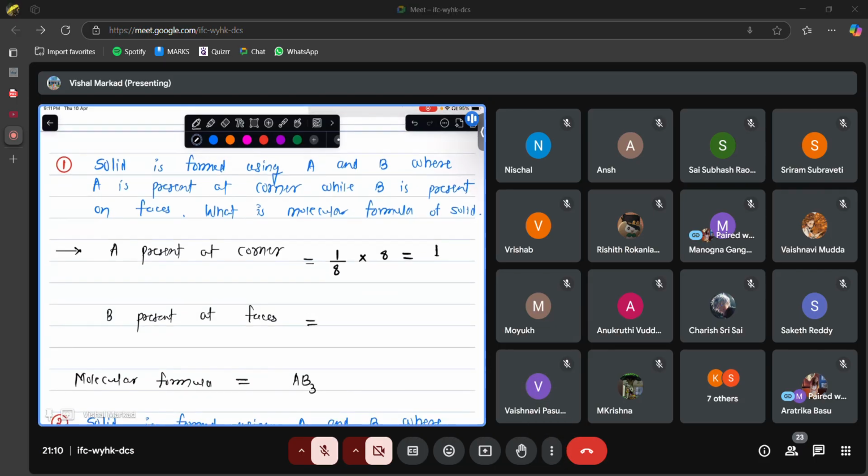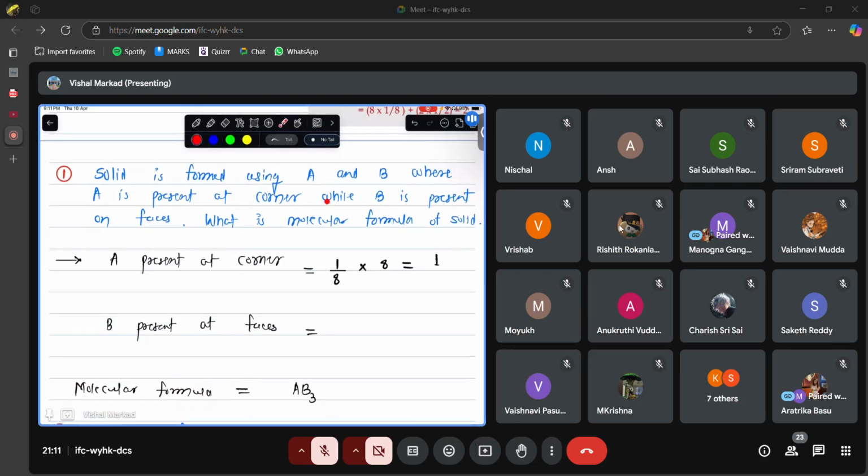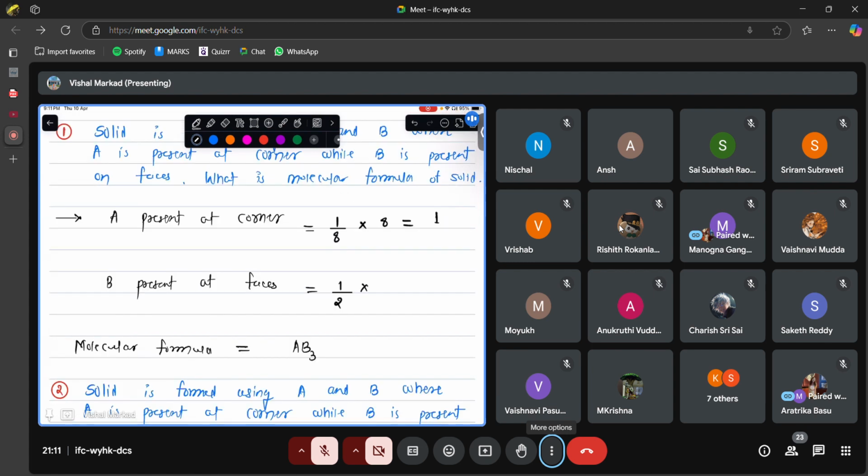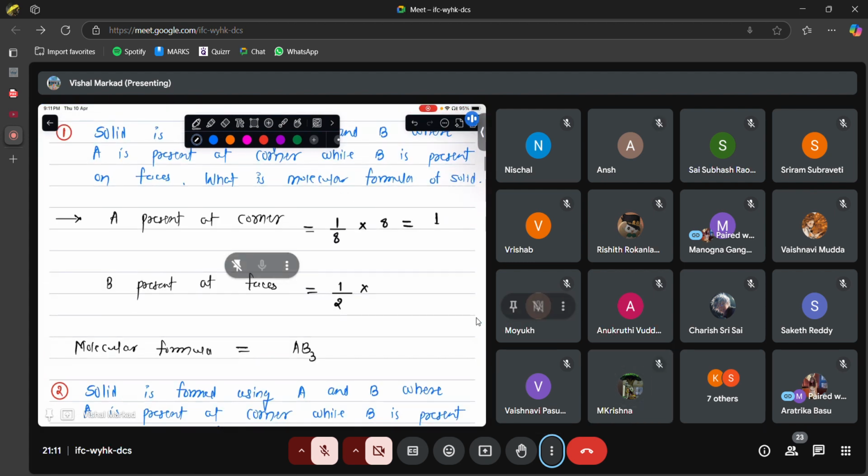Now next one. B is present on the faces. What is the contribution from each face? 1/2. Total how many faces are there? 6, so 6 times 1/2 is 3. So how many A atoms are there? 1. How many B atoms? 3. This is the formula. In this way we have to write it down.